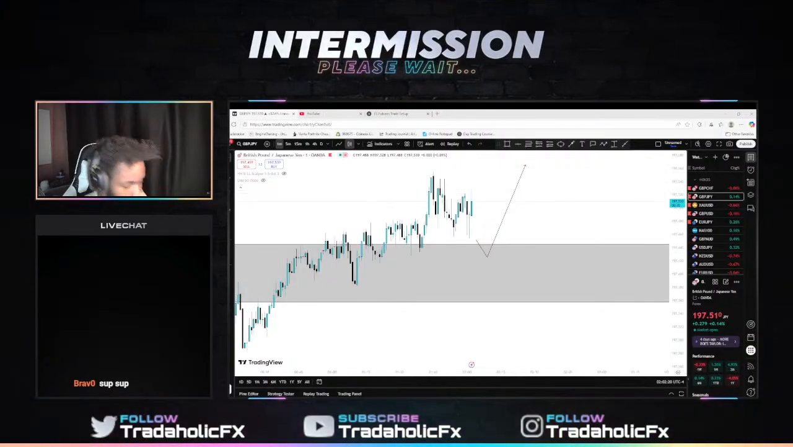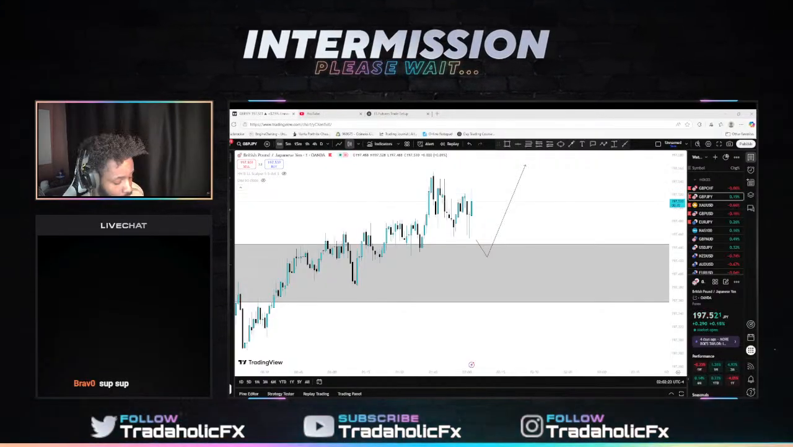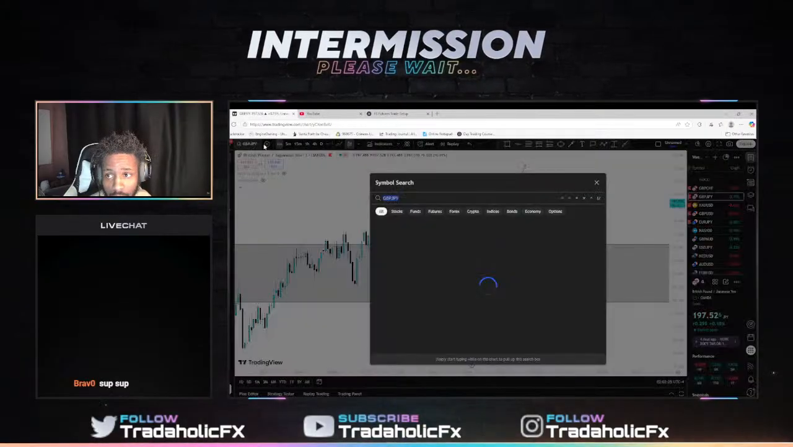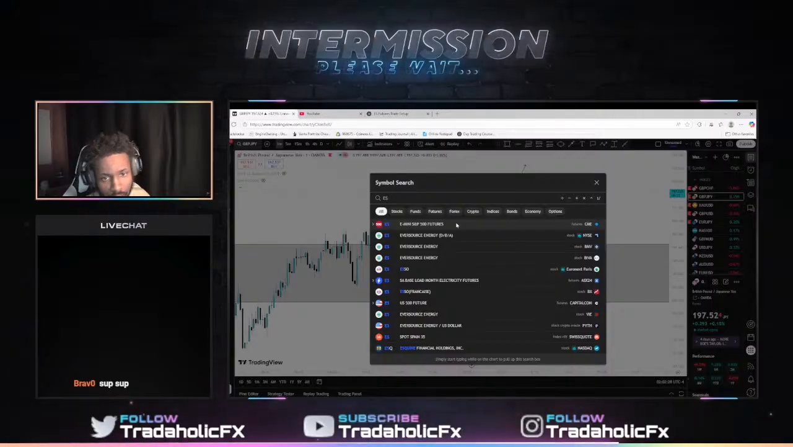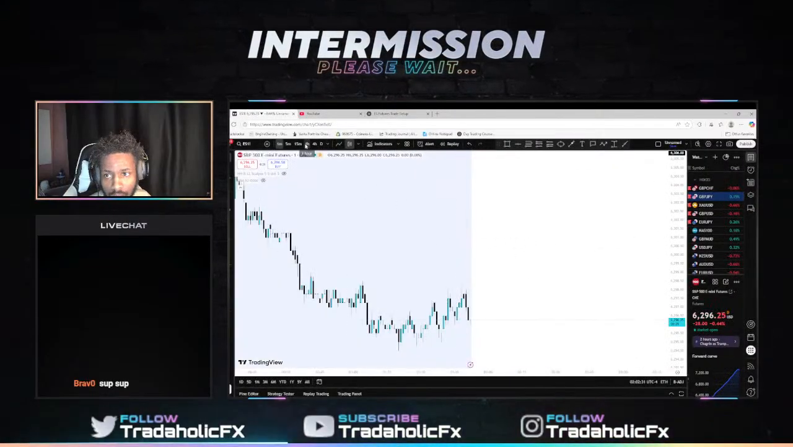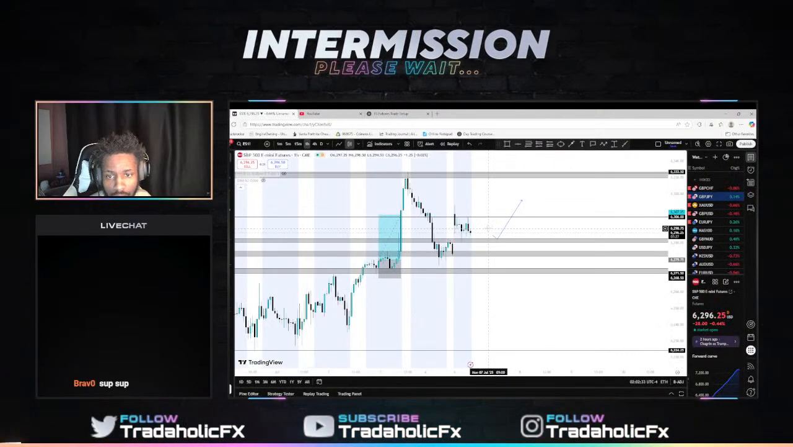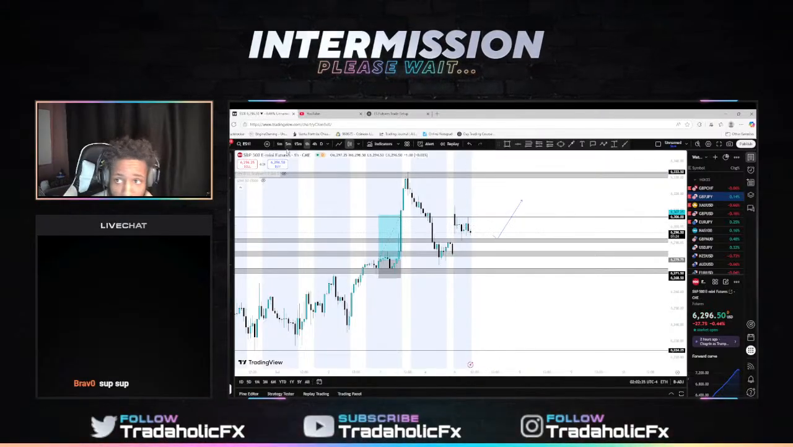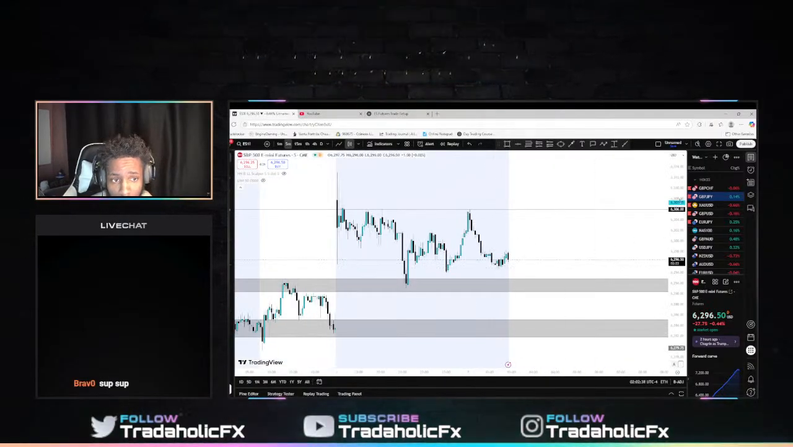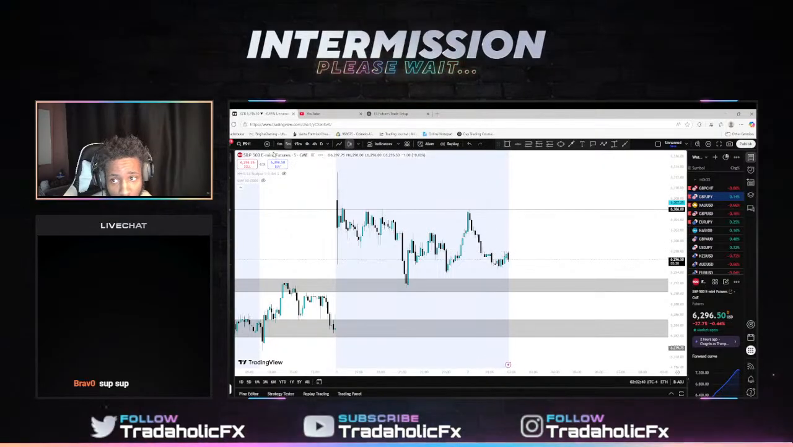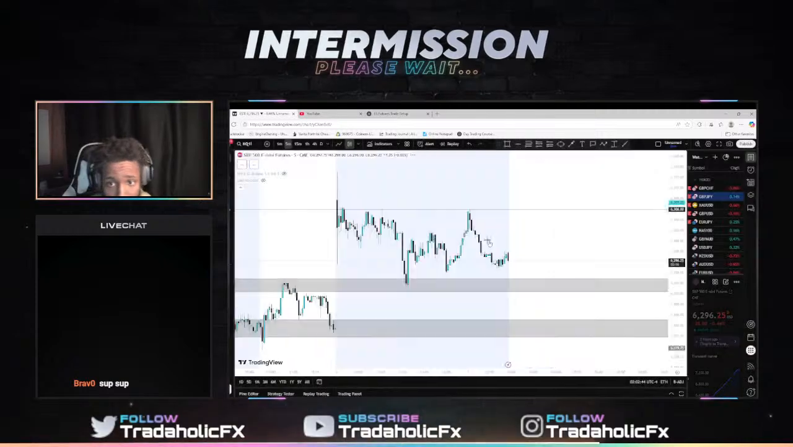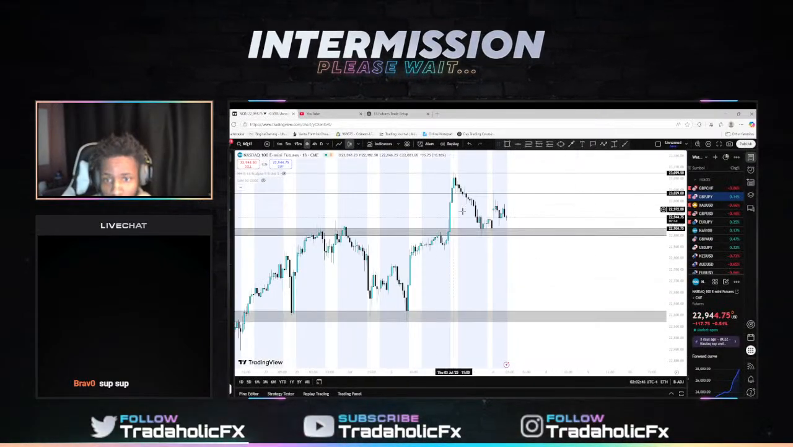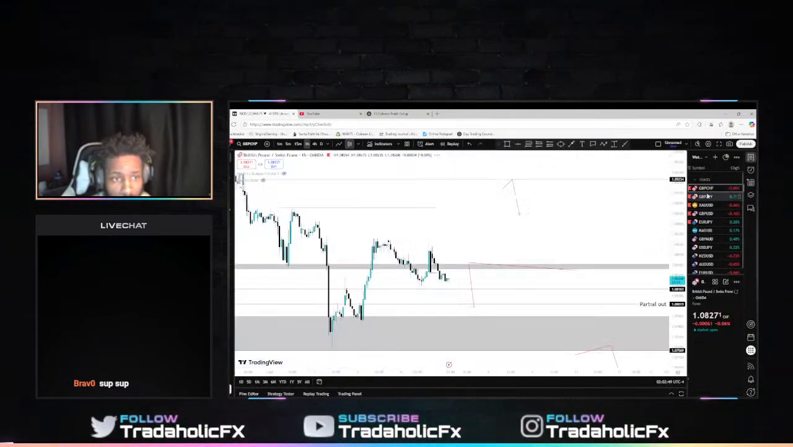Are the Dow and NQ dropping now? Let's see. It's still overall ranging though. This is a small bearish push in the overall range. It's still really ranging though. Still really choppy. Yeah, it's still really choppy.